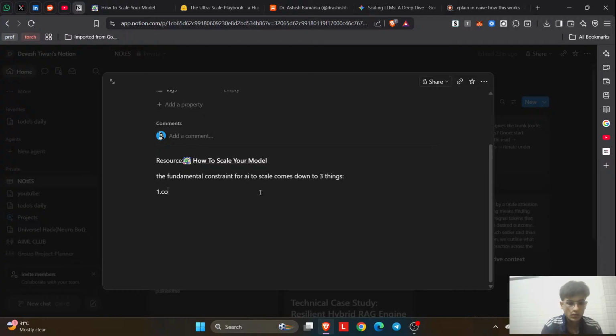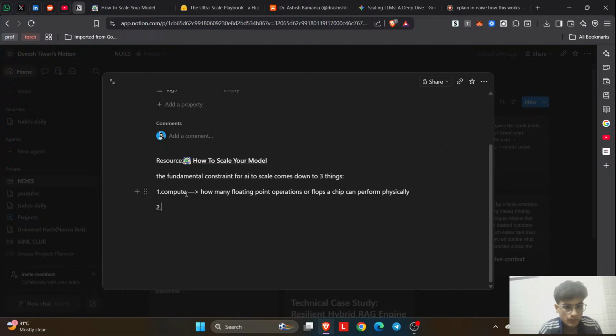First is compute, which is how many operations, or FLOPs, floating point operations, a chip can physically perform.